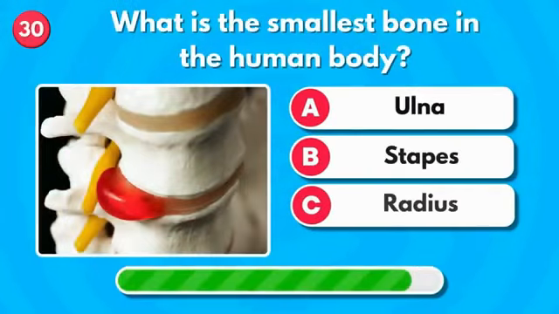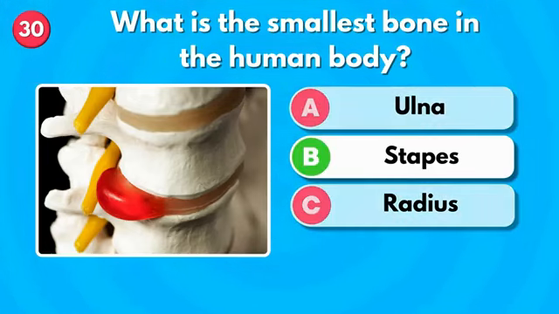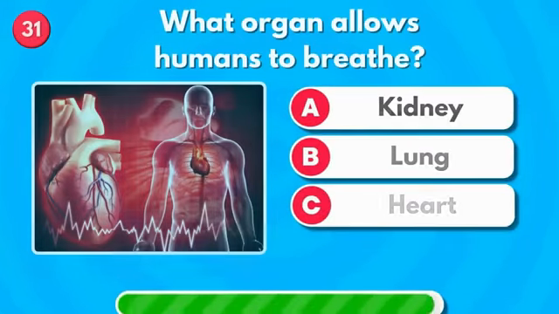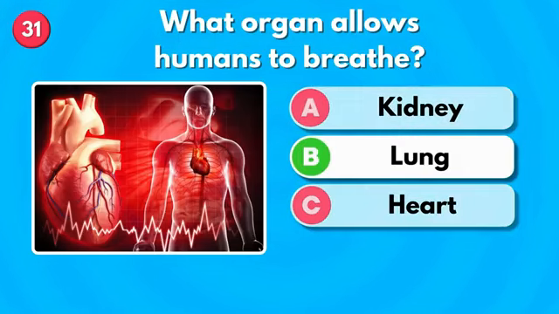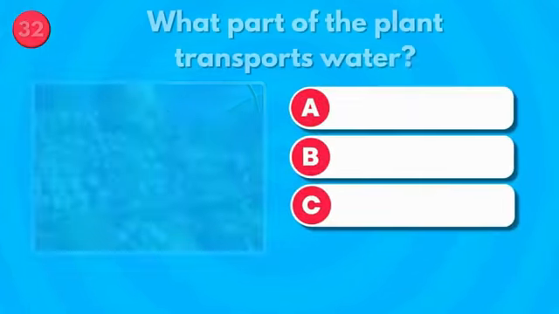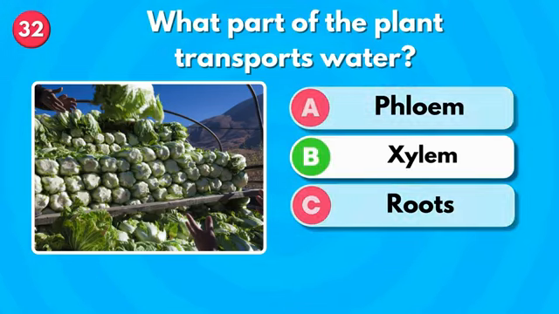What is the smallest bone in the human body? Stapes. What organ allows humans to breathe? Lung. What part of the plant transports water? Xylem.